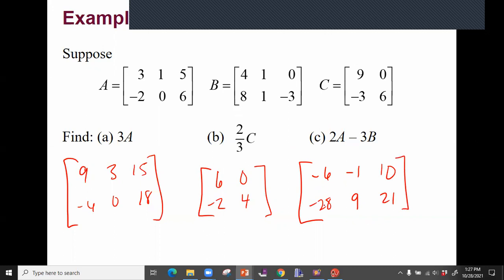Wait, you skipped one. That's 0. 0 times 2 is 0. 6 and 2 is 12. And 12 plus 9. It's a negative 3 and a negative 3, which makes a positive 9, which makes 21. I just made one little mistake right here. Just making sure. I was trying to visualize.